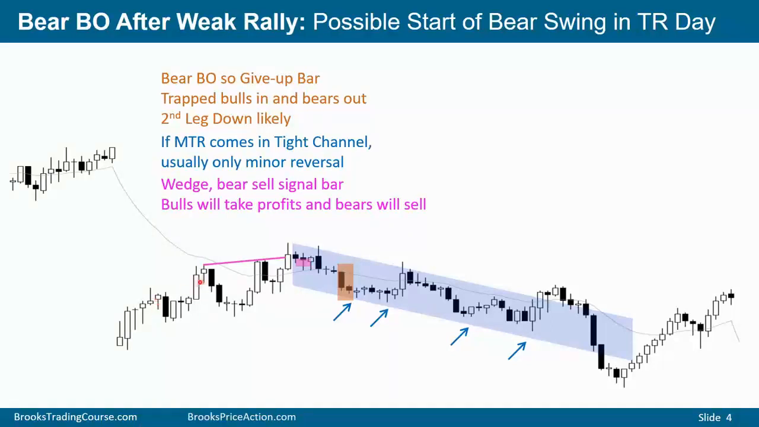You can argue wedge 1, 2, 3 or 1, 2, 3, 4. And we have a bear sell signal bar. Bulls will take profits there and bears will sell there, or because they think the bull rally will result in a trading range, they might wait for a second entry sell and sell below this bar. Some sold there and some sold below this bar, second entry short.